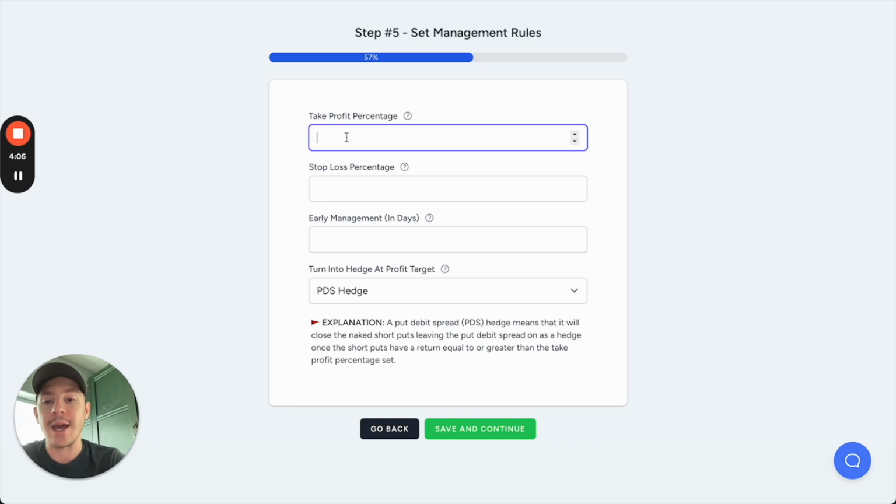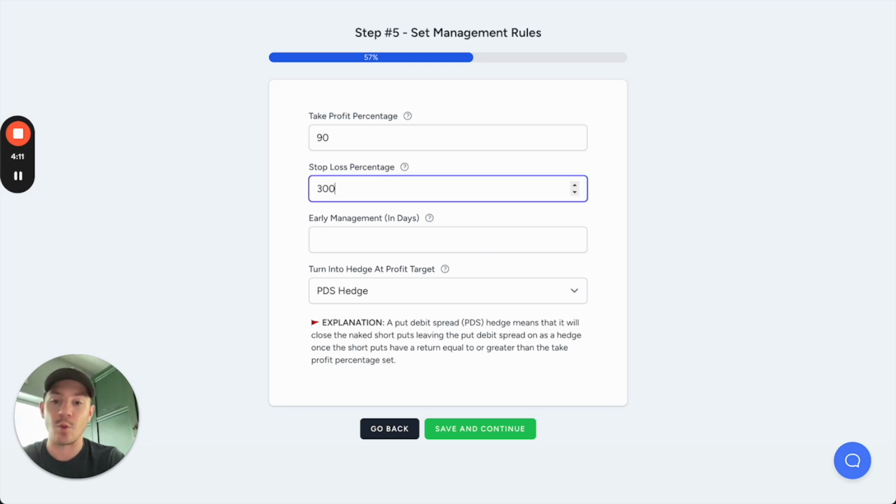So again, a take profit percentage depends on what you're doing. Most people do a 90% take profit. A stop loss, again, depends on what you're doing. Roughly 300% stop loss on the trade is a good one. Early management is something that we don't typically do. It means that you want to exit a trade when there's X number of days left. So a tastylive mechanic is to close a trade when there's 21 days left, and you would put 21 for that.